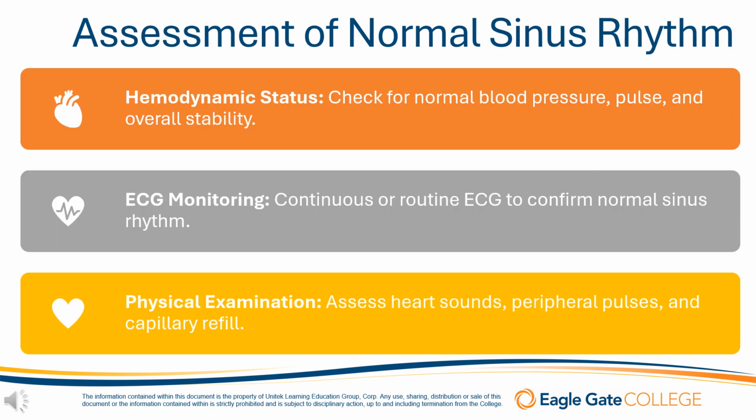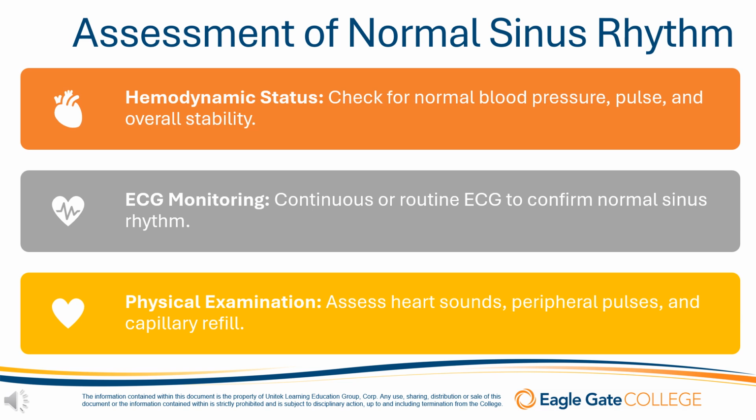Now, let's review the assessment of a patient with a normal sinus rhythm. So, the first step in assessing normal sinus rhythm involves evaluating the patient's hemodynamic status. This includes the blood pressure. We want to make sure it's within normal limits. Normal blood pressure indicates that the heart is effectively pumping blood throughout the body without undue strain. Consistent readings in the range of 90 over 60 to 120 over 80 are generally considered normal for adults.